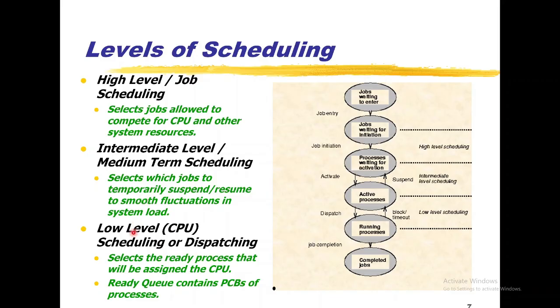Now, at low level scheduling, or dispatching, we select the ready processes that will be assigned the CPU. The ready queue contains PCBs or processes. That's just what it is. Low level scheduling, or dispatching, selects the ready process that will be assigned to the CPU.